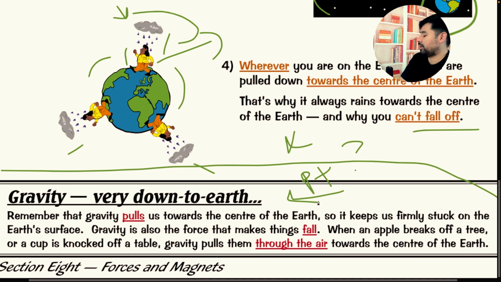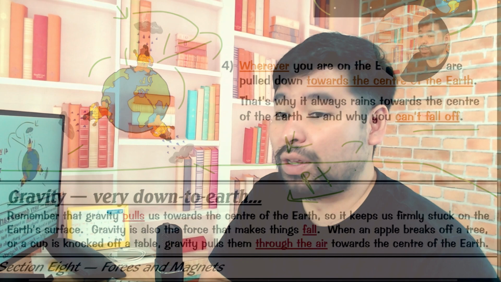So follow me again. Gravity, very down to Earth. Remember that gravity pulls us towards the center of the Earth, so it keeps us firmly stuck on the Earth's surface. Gravity is also the force that makes things fall. When an apple breaks off a tree or a cup is knocked off a table, gravity pulls them through the air towards the center of the Earth. Got it? I guess no big deal, right? And if everything is okay for you guys, let's go to the next part.